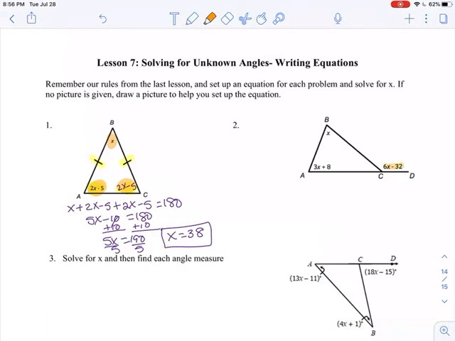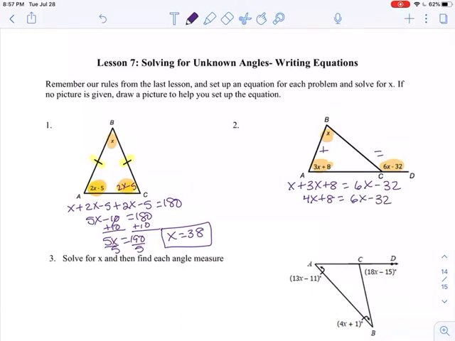Question 2, this angle out here is an exterior angle. Remember, it equals the sum of the two interior angles. So I'm going to add x plus 3x plus 8. And that equals the exterior angle 6x minus 32. X plus 3x is 4x plus 8 equals 6x minus 32.